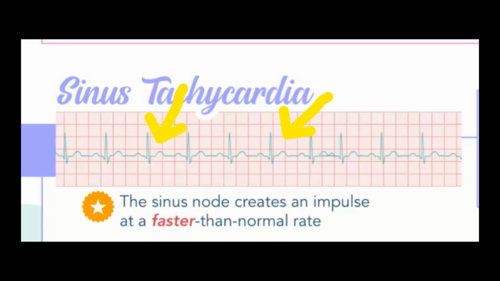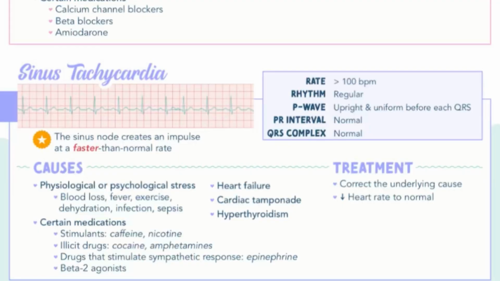So the RR interval decreases here. There are small boxes between each QRS complex. The heart rate increases to more than 100 beats per minute, and the P wave is upright and uniform, present before every QRS complex. The PR interval is also normal, and the QRS complex is also normal. So it is just the sinus node that creates an impulse at a faster rate than the normal rate. So what are the causes?